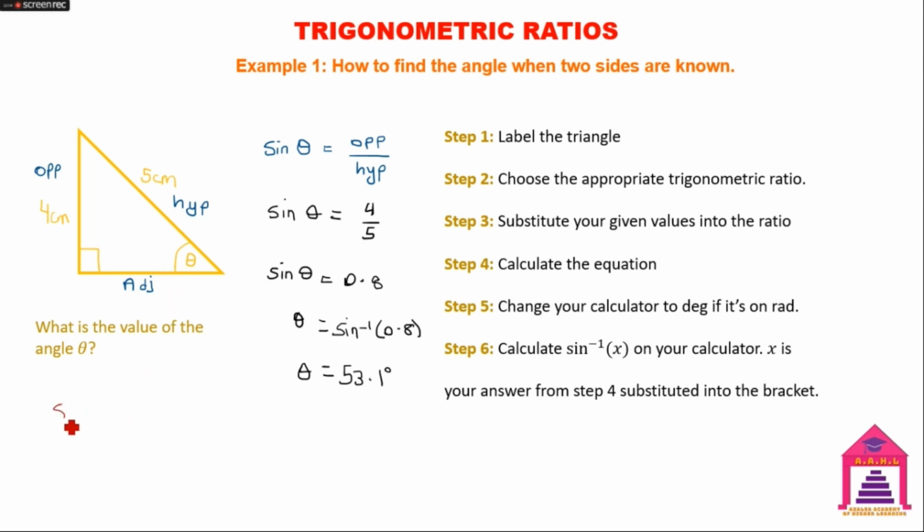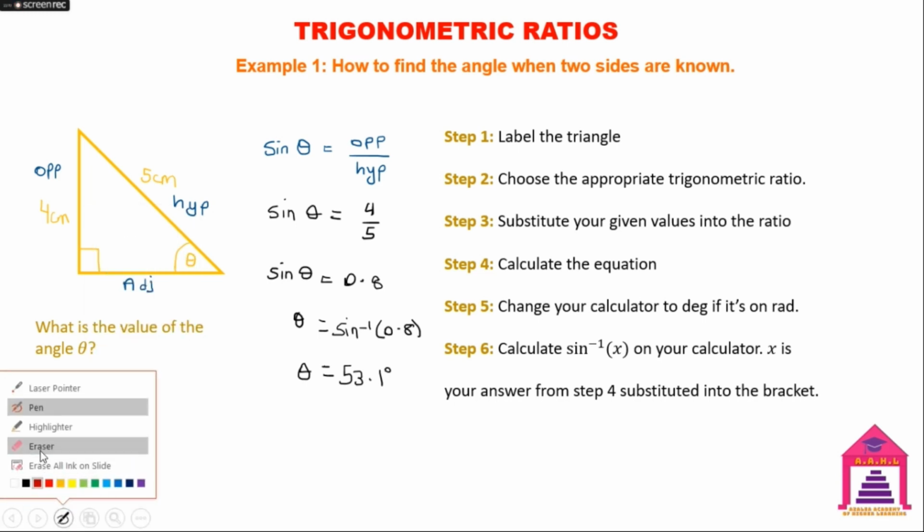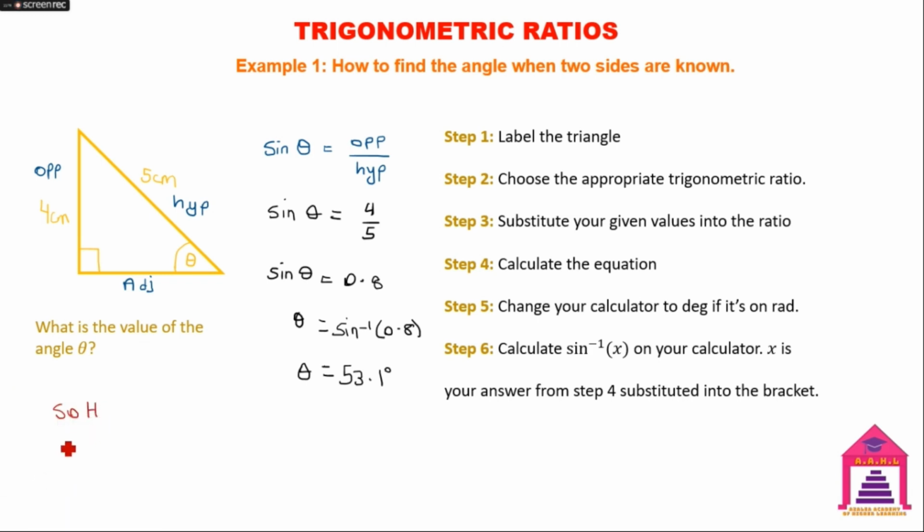So now let's look at SOH CAH TOA. Remember, SOH means sine theta is equal to opposite over hypotenuse. CAH means cosine theta is equal to adjacent over hypotenuse. And TOA means tan theta is equal to opposite over adjacent. The values that we have are for the opposite and the hypotenuse, so this is the one that we're going to be using.